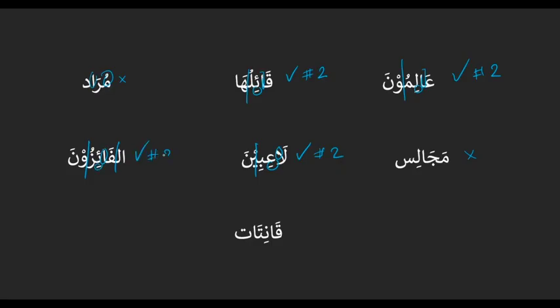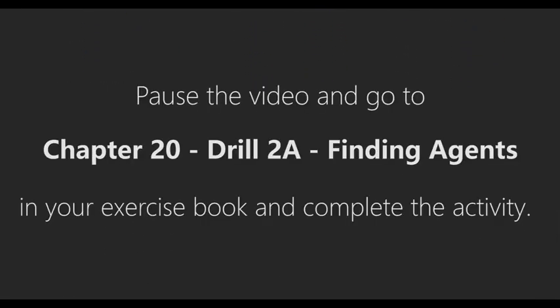Good. And the last one here, qanitat. At is the extra, right? It's the ending label. And then the alif is the second letter. And then the third letter has a kasra, so it is agent pattern number 2. Good. So agent pattern number 2: alif as the second letter, third letter has a kasra.